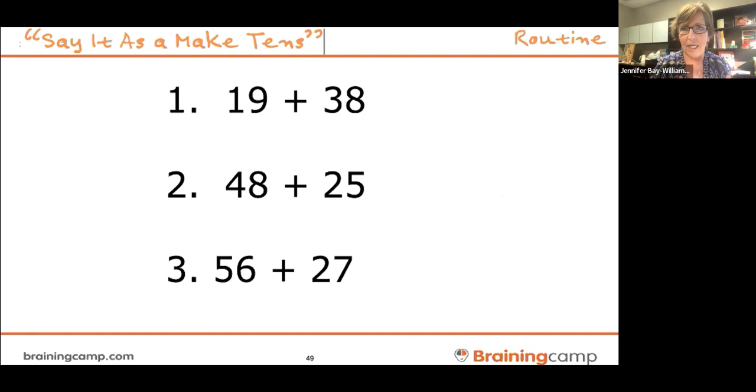A number talk tends to focus on eliciting different strategies for the different problems. And this routine is specifically giving students experience to become really adept at using make 10. So it's purposefully more zoomed in on a specific strategy.